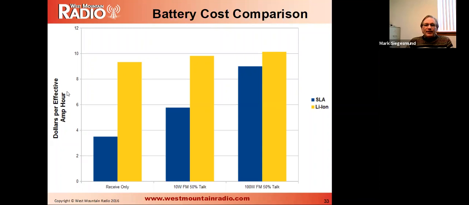This is a comparison of the prices. The blue line is the lead acid, yellow is the lithium. If all you're doing is receive only, the lithium's quite a bit more expensive. But if you're talking FM and you spend half of your time talking, the dollars per amp hour are much closer between the lithium and the lead acid.